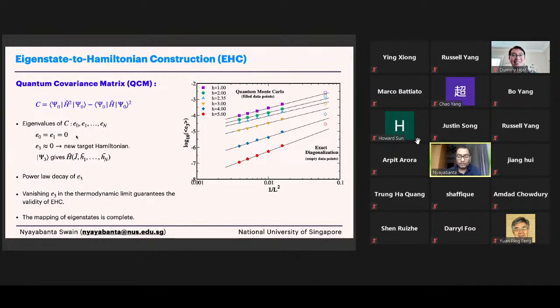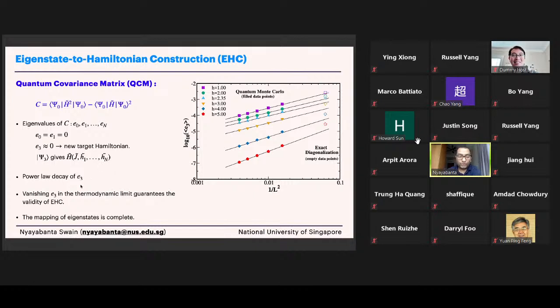We work in a constant magnetization Hilbert space, so in this scenario it will be E2. That will be our non-trivial eigenvalue. And then we use the psi3 corresponding to E3, which gives us the target Hamiltonians, the couplings of the target Hamiltonians.